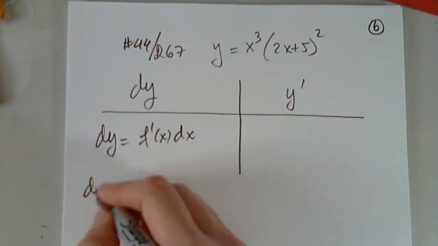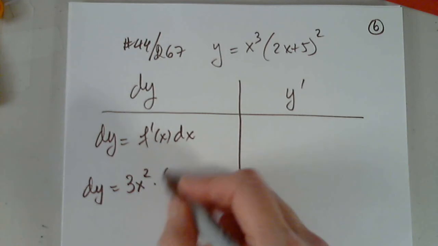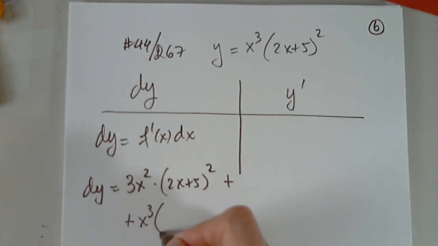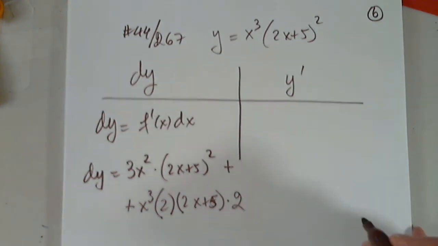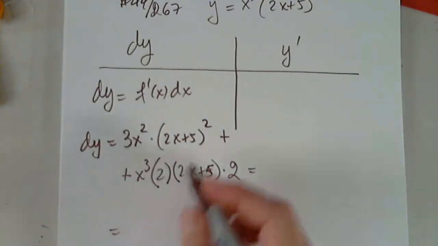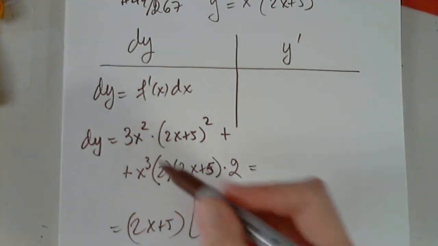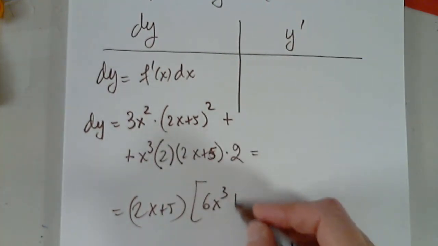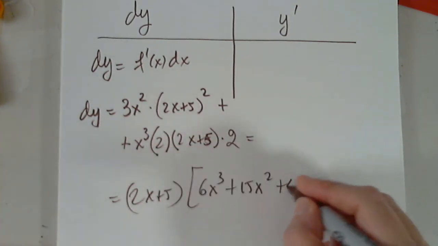In this case, dy will be the first function prime, 3x squared times 2x plus 5 squared, plus x cubed times 2 times 2x plus 5 times the inner function prime. And yes, I will factor out 2x plus 5. And then I have 3x squared times 2x is 6x cubed. 3x squared times 5 is 15x squared. This is out, so 4x cubed.